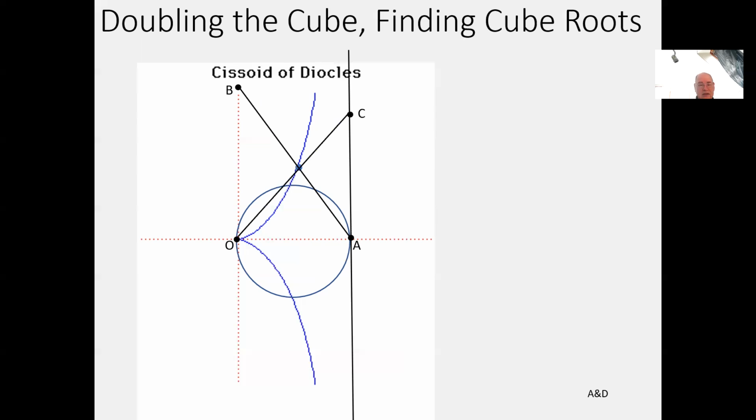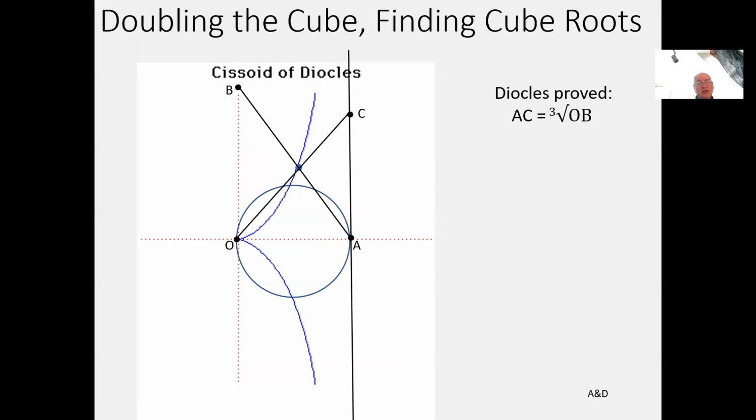Kind of complicated. Let's go back and do it again. We start with any point B, pick any point along this line. Draw the line from A to B. O and A are fixed points. They're part of the locus. We take an arbitrary point B and draw the line AB. We notice where it crosses the locus of our cissoid. We take that point and draw the line from O through that point and allow it to hit the tangent line again at C.